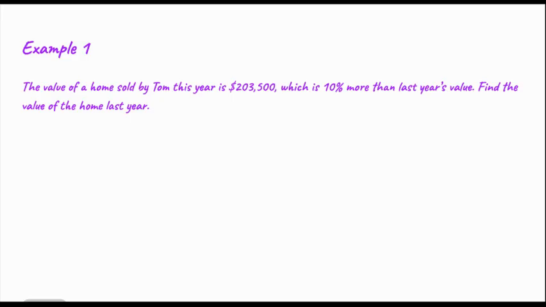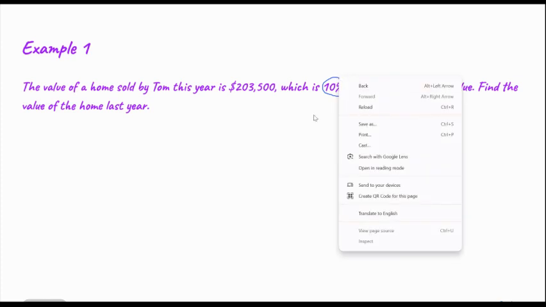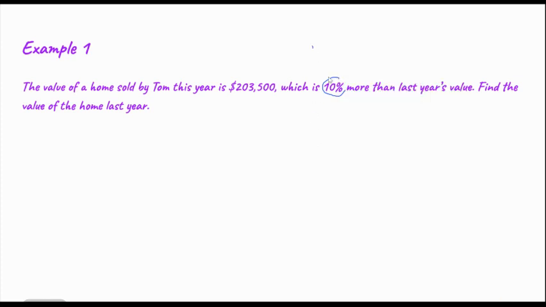So here we have the value of a home sold by Tom this year is $203,500, which is 10% more than last year's value. Find the value of the home last year. So there's a couple things we have to focus on. We have to focus on the percentage, and we have to recognize that it's more.